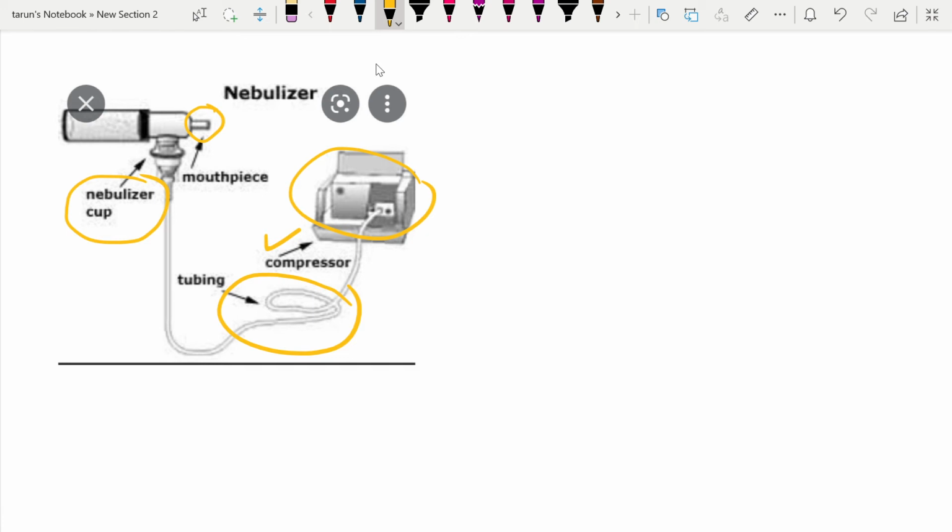So this is a nebulizer. What is the nebulizer used for? Nebulizers are used for giving higher doses. It is used when we have to give higher doses of the medicine at times when breathing becomes very difficult. This is a machine that transforms medicines like salbutamol, beclomethasone, ipratropium bromide into a fine mist.